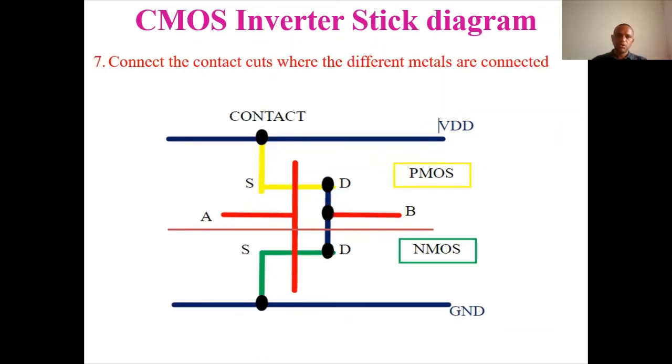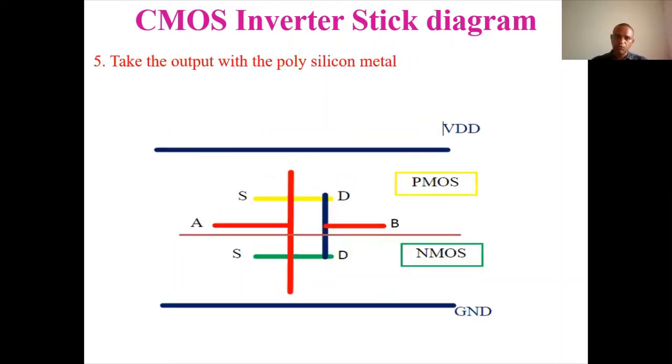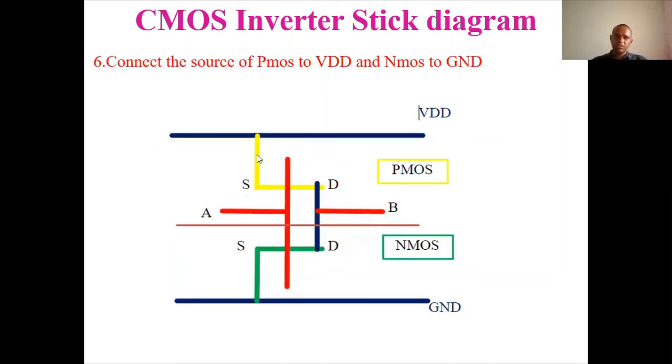You can see here the contact cuts where the different metals are connected. This metal is connected with the source of PMOS, this metal is connected with the source of NMOS, this metal is connected to the P diffusion, this metal is connected to the N diffusion, and this metal is connected to the polysilicon. So how many places do we have to connect? Here, after this extension, this metal and this P diffusion must be connected, so we have to use one contact cut, and this diffusion and this metal we have to use one here.